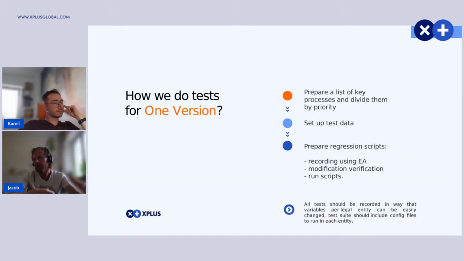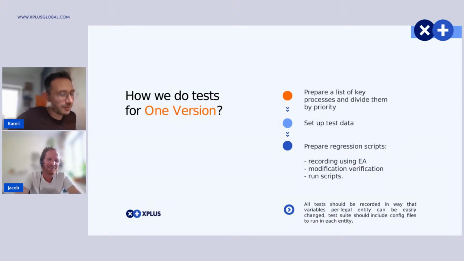Now, we'll move on to the next section, and then Kami will take over. How do we test for one version? And yeah, I'm looking forward to hearing what you have to share with us on this. Cool. Thanks, Jake. Yeah, okay, so the question is already there.